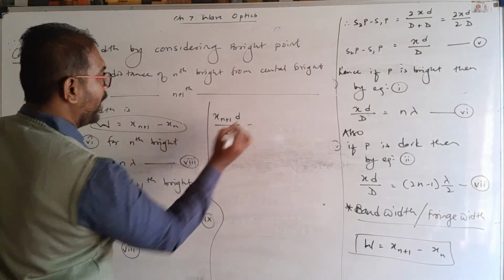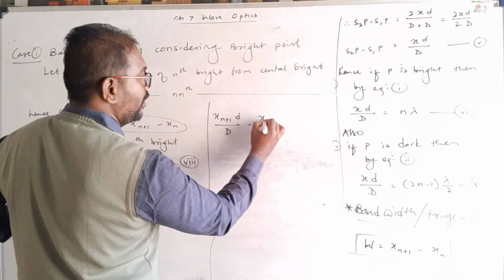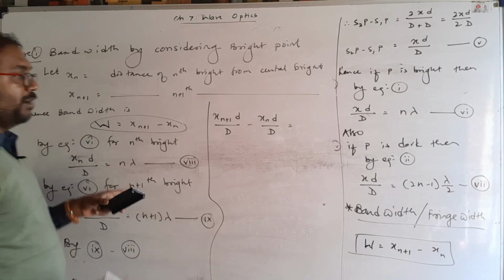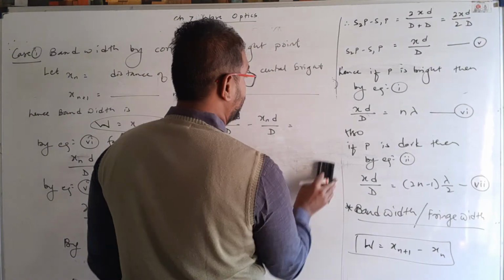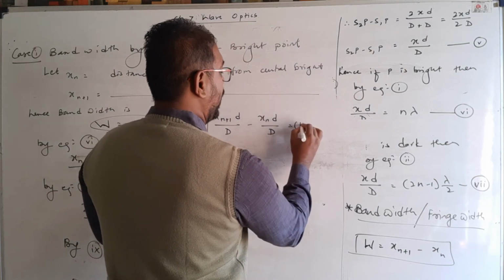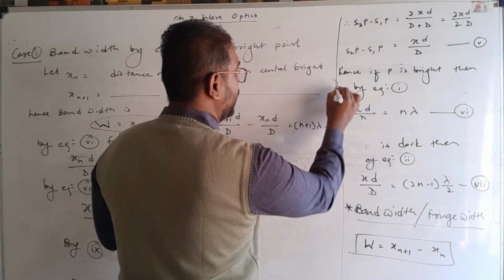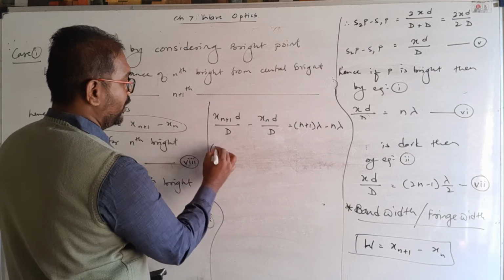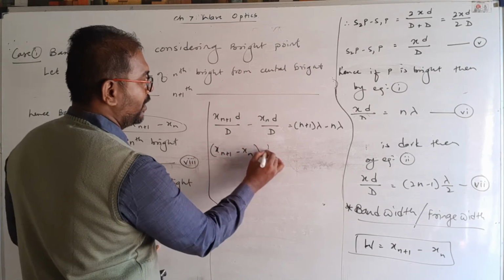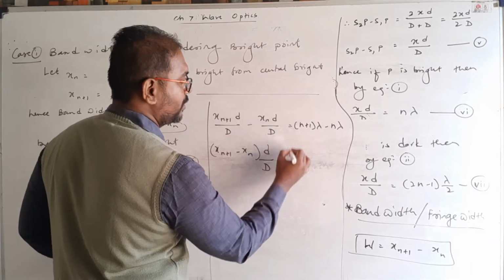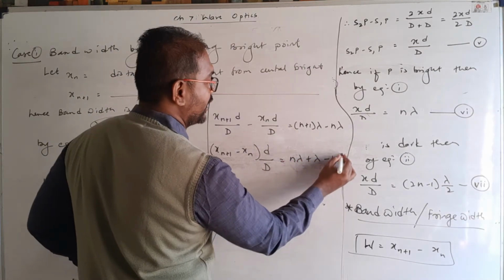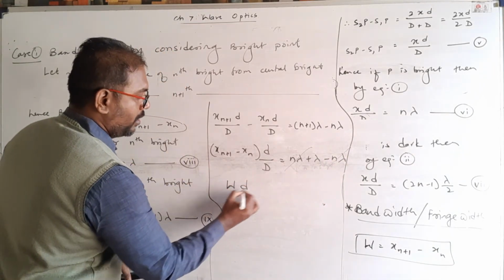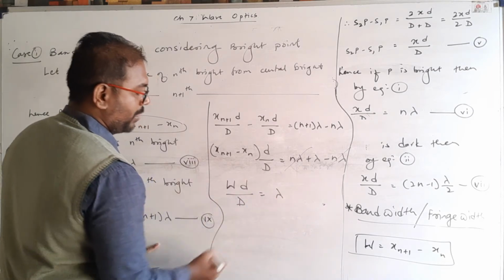Xn plus 1 d by D minus xn d by D is equal to n plus 1 lambda minus n lambda. So here I can take common d by D. So xn plus 1 minus xn d by D is equal to, here I can split the term, n lambda plus lambda minus n lambda. This minus n lambda plus n lambda get cancelled and this term is the bandwidth. So I can write here d by D is equal to lambda.